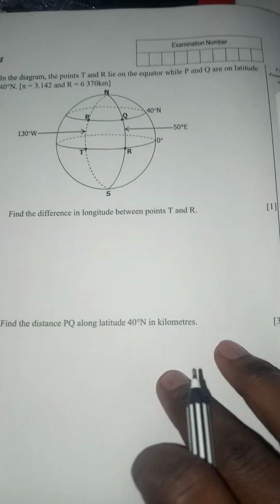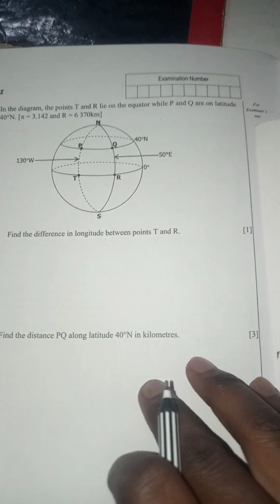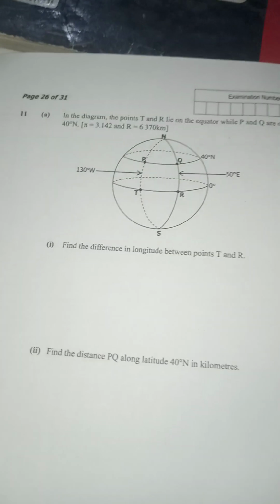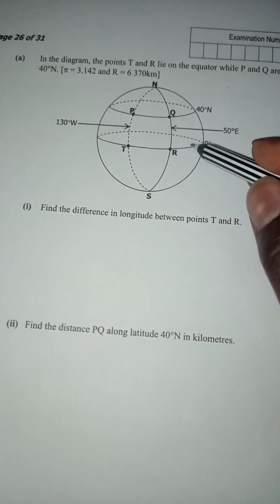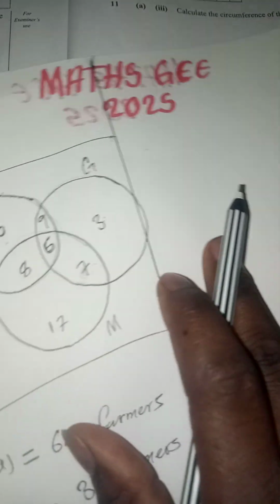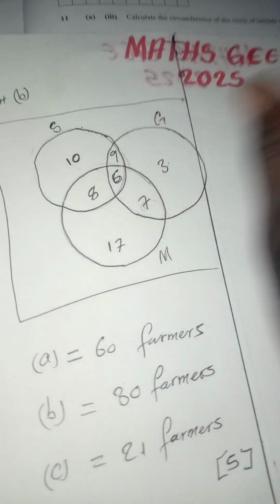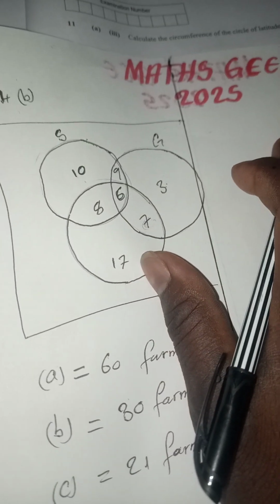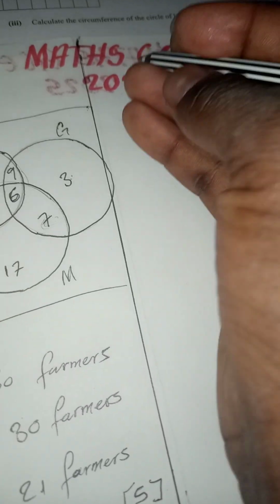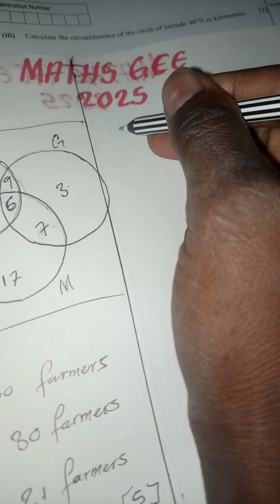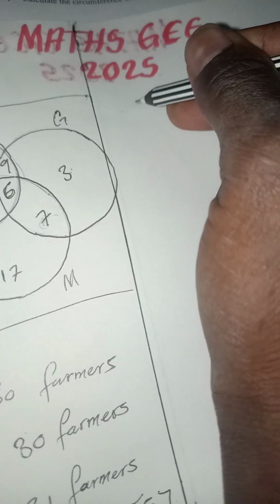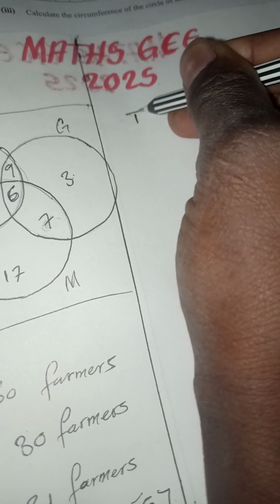So in this case, without wasting time, I want you to have a knowledge of earth geometry. So now let us solve this earth geometry. We find the difference in longitude between point T and point R. Point T is here and point R is here. I emphasize that when solving these things, you are supposed to first find the coordinates. I'm going to teach you the basics of earth geometry. So how do you find the coordinates?